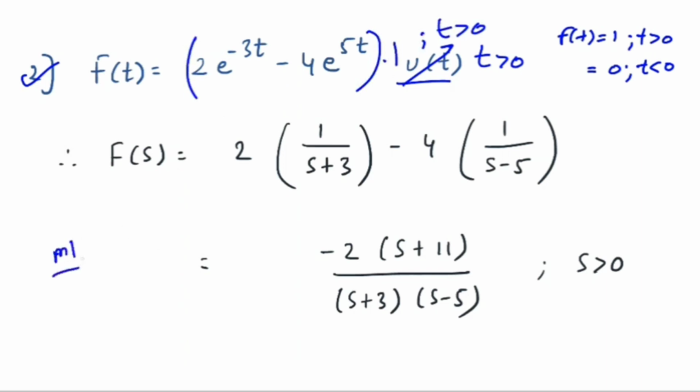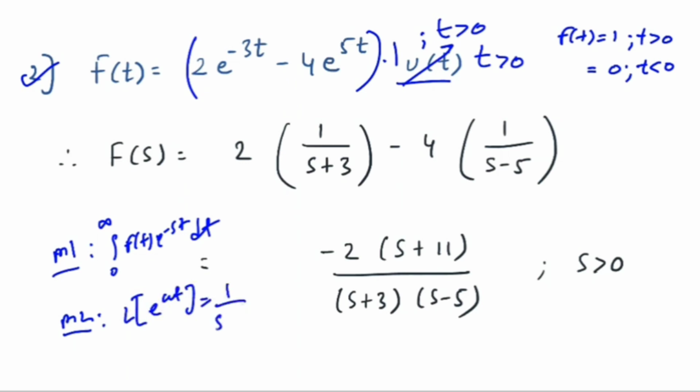If you follow method 1, it would be the integral from 0 to infinity of f of t e raised to minus st dt. It's a time-taking process, but you will get the answer. If you follow method 2, just remembering the standard result and plugging in the values, you will get the answer. Like, you have to find the Laplace of e raised to at.